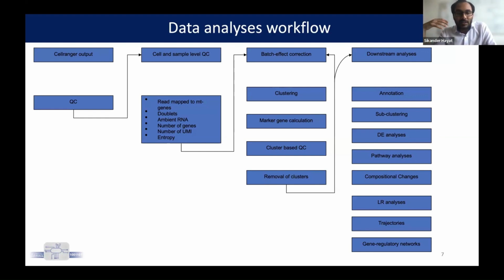number of genes per sample, number of UMI counts, entropy of your data. So we spend a lot of time doing that. Then we do batch effect correction. Then we do unsupervised clustering.